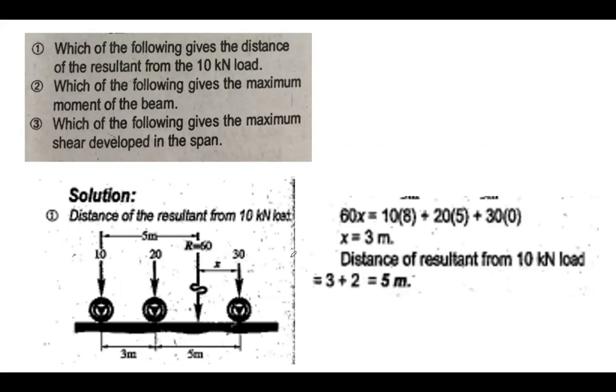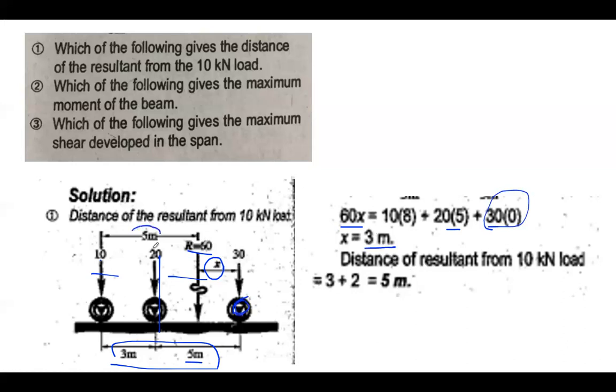So it is just that the R, or the total load, is just 10 plus 20 plus 30 is 60. It is just 60 times X. Let's say this one is X. We use here as X, okay? And then you have this 10 times 8. You have here the total is 8. And then for 20, you only have 5. Okay. And then for 30, actually it doesn't need to be written because you're taking moment here from 0. So meaning X is 3 meters.